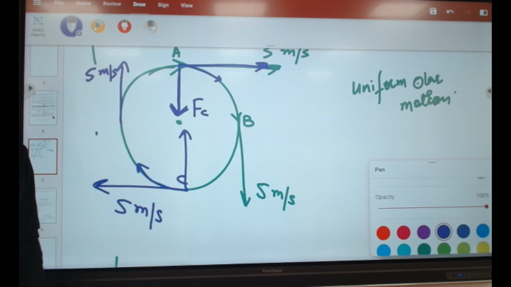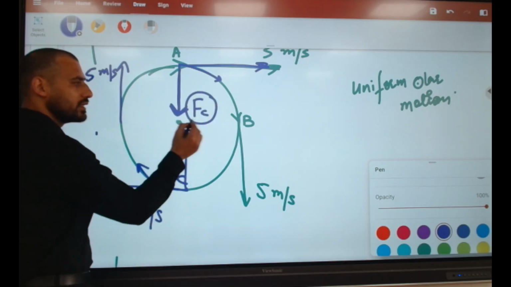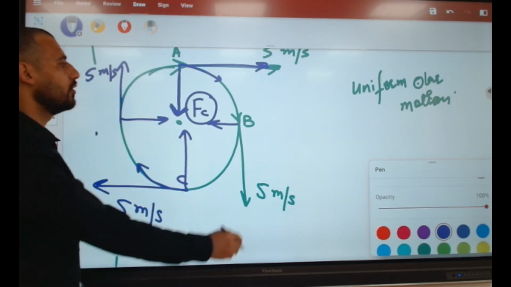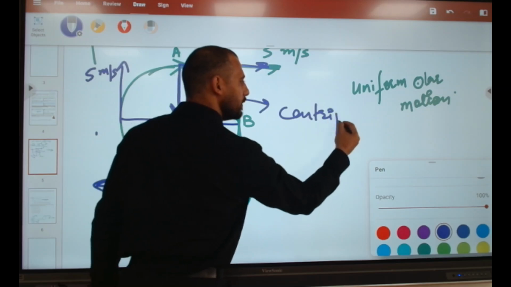Is it clear? Do you understand it now? So this force which is directed towards the center at each and every point is called centrifugal force, isn't it?